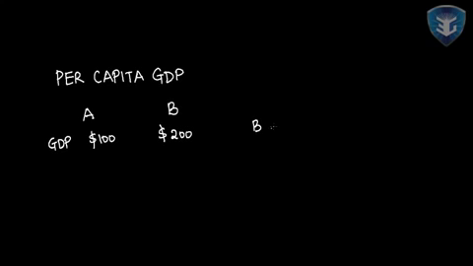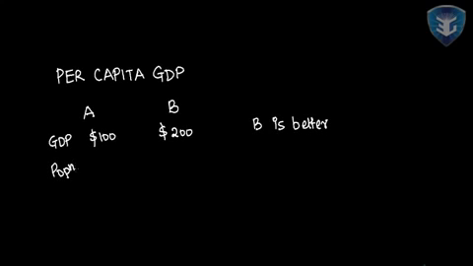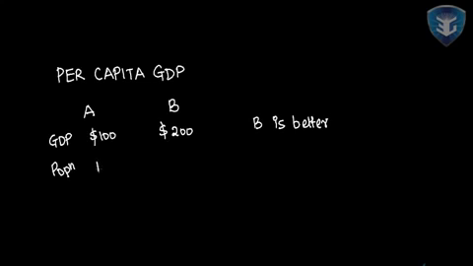Let us talk about per capita GDP. Suppose there are two countries, A and B. GDP in country A is say $100, while GDP in country B is $200. Which country is better? Simple. B is better. The story is too simple till here. Suppose population in country A is 10, while population in country B is 50.